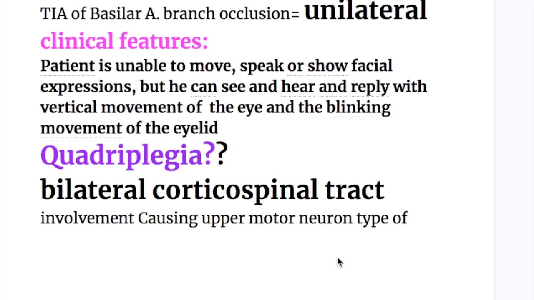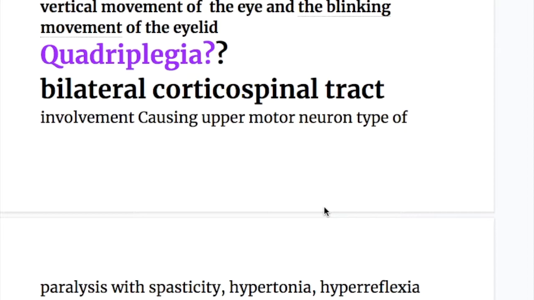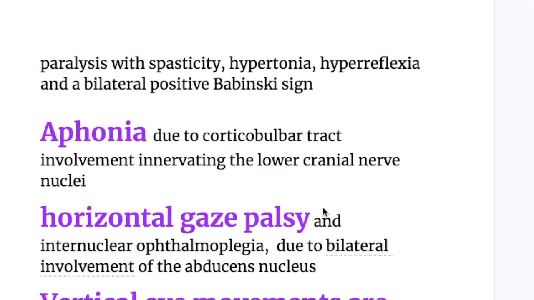Clinical features of the locked-in syndrome. Patient is unable to move, speak, or show facial expressions, but he can see and hear and reply with vertical movement of the eye and blinking movements of the eyelids. Patient has quadriplegia. Why? Because of bilateral corticospinal tract involvement causing upper motor neuron type of paralysis with spasticity, hypertonia, hyperreflexia, and bilateral positive Babinski sign.